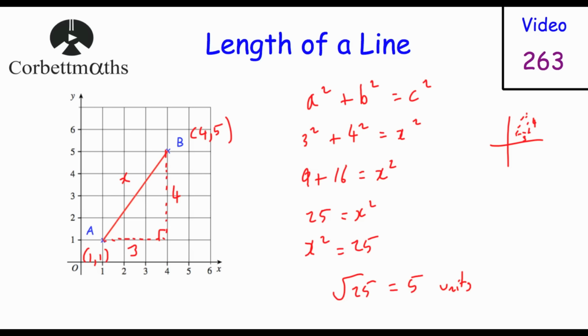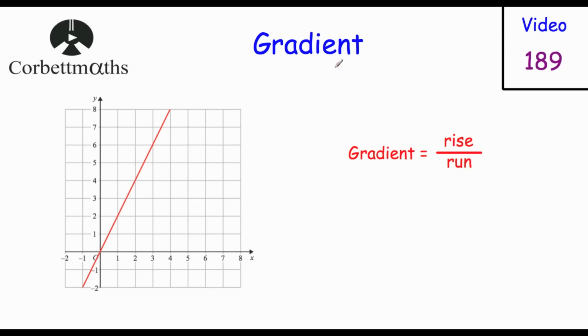Okay, and our next topic is to work out the gradient, or the steepness of a line. So to work out how steep a line is, we use the formula gradient equals rise over run. So if we've got a straight line drawn on a grid, if we do the rise of the line divided by the run of the line, that will tell us the gradient or the steepness of the line.